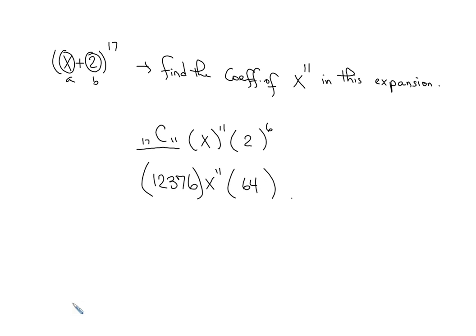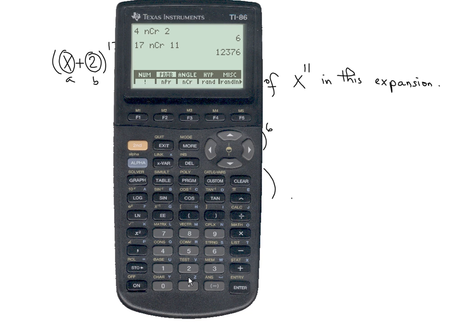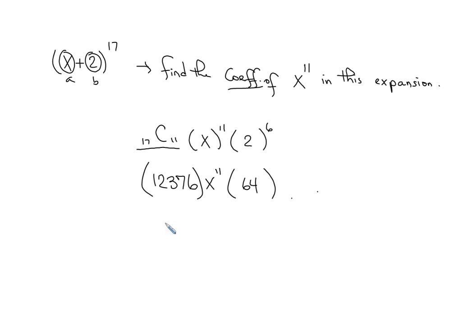So what do we have to do to get the actual coefficient? Multiply the two number parts. So that's the last thing. Don't make that mistake on the test. That's one that gets people into trouble: they forget to multiply by that 64. They just give me 12,376 as the answer, when it's really 792,064 times x to the 11th.